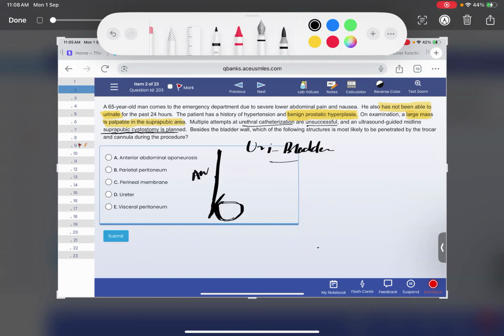The bladder most of the time lies in the pubic area, but when it becomes dilated, it goes into the false pelvis, or we can call this suprapubic.